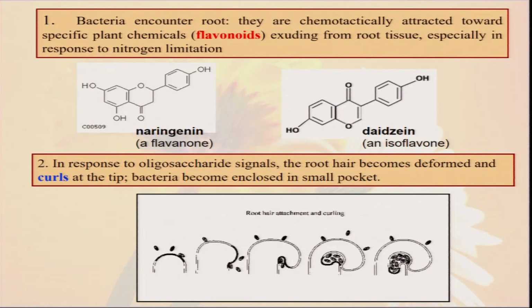So, bacteria encounter the root, and they are chemotactically attracted towards specific chemicals, probably flavonoids, excluded from the root tissue, especially in response to nitrogen limitation. When nitrogen is limited in a plant, the root secretes some type of chemicals like flavonoids, and the rhizobium bacteria present nearby are attracted to the roots, and after the attraction they form nodules through a certain process.